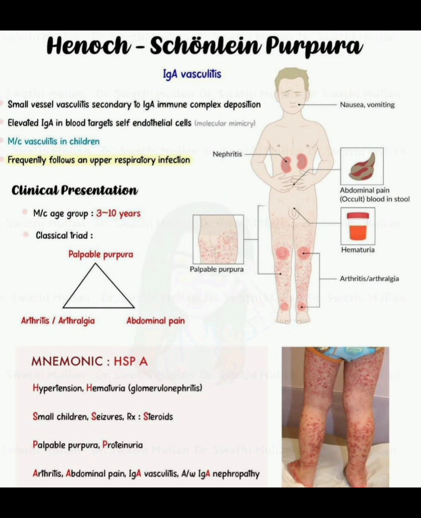So we give the advice: headache, abdominal pain, rectal bleeding. Remember, there is a very small risk of renal failure, 1 to 3%, and the recurrence rate is 20%.